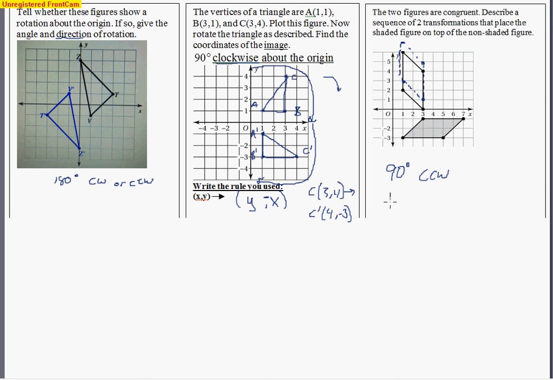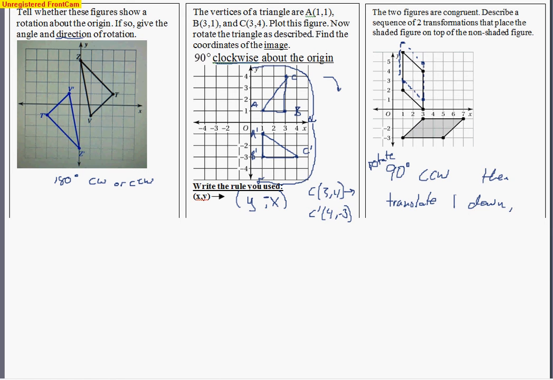So then translate, so actually I should say rotate here. Rotate 90 degrees counterclockwise, then translate 1 down and 0 left or right. So I don't even need to say that. I'm just going to say 1 down, and that'll be enough.